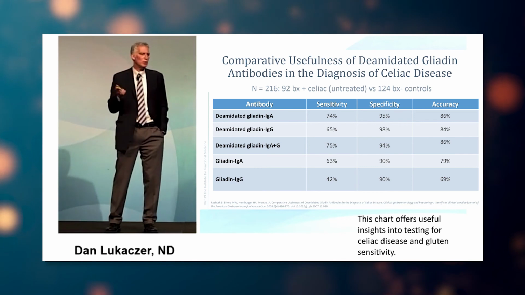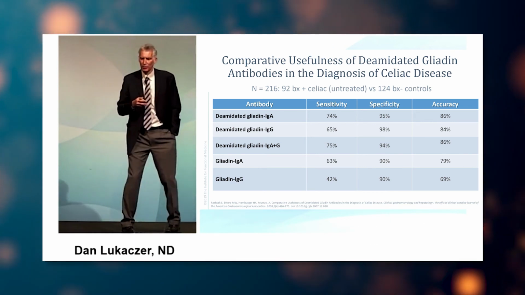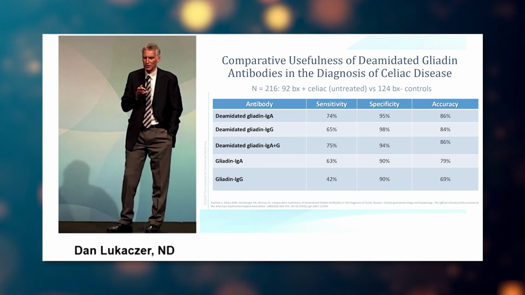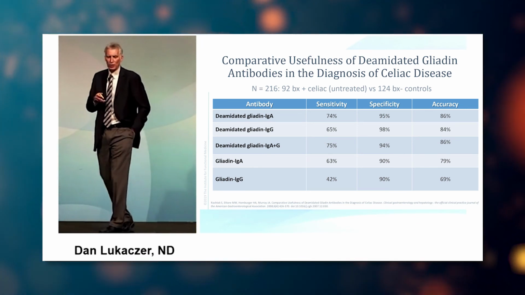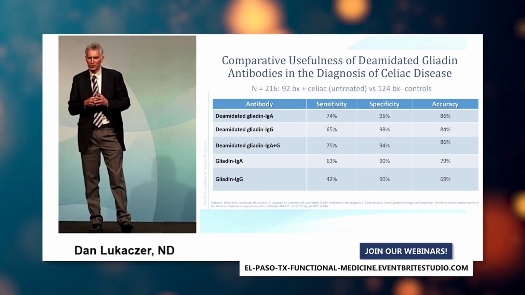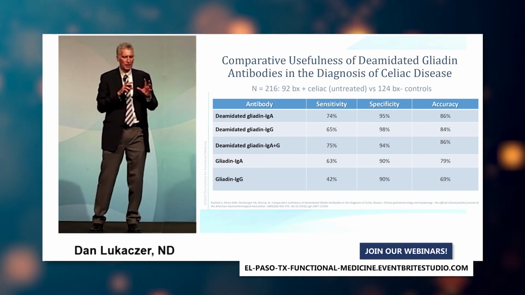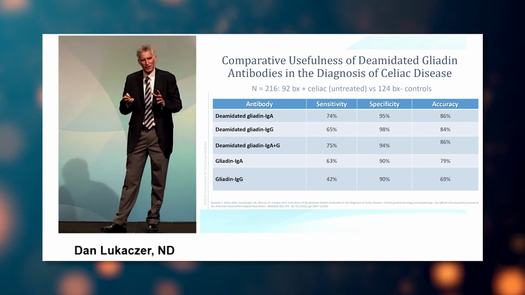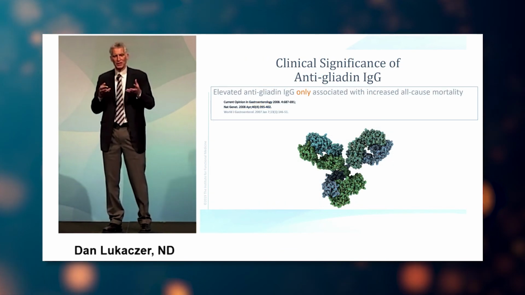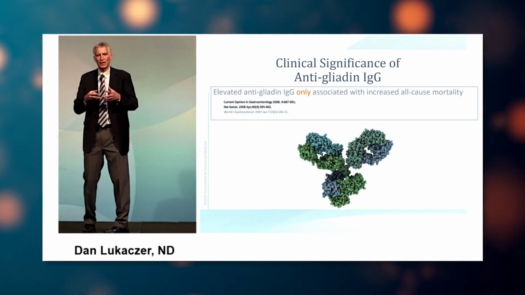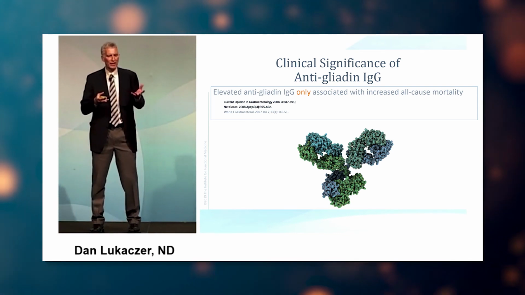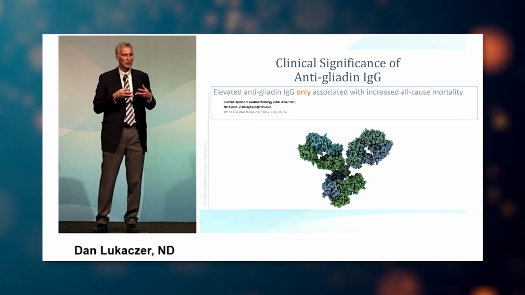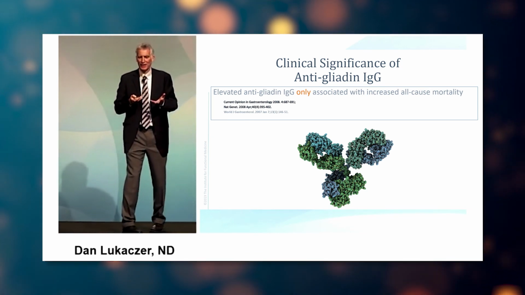However, we lose something when we take that out. In other words, when we're just using deaminated IgG, we're losing, if you will, the forest for the trees. So there is something to be said for anti-gliadin IgG and IgA. And why do I say that? Because while it's not as sensitive, there are good studies to show that elevated anti-gliadin IgG only has been associated in a number of studies with all-cause mortality. That's not a good thing.